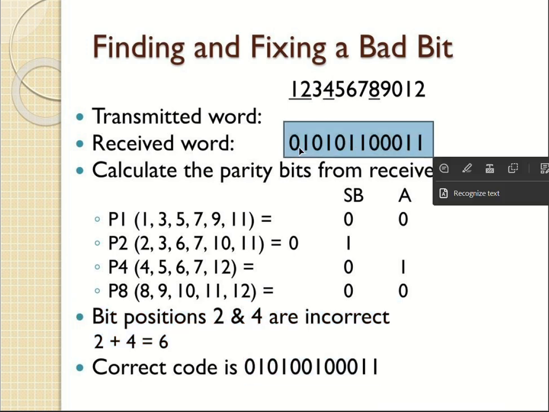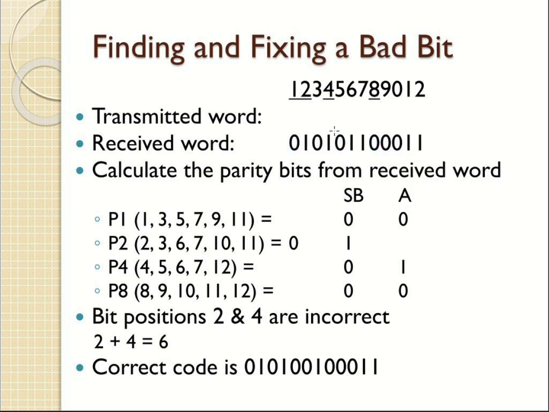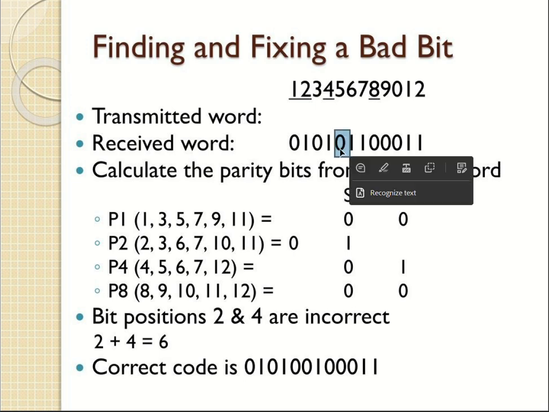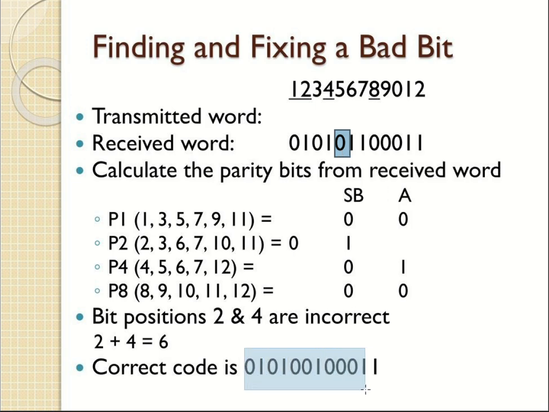So let's see, 0 1 0 1 0. This 0 must not be here. So in order to correct it, we just have to invert it and place 1 instead of 0. So then we get our corrected code, as shown below.